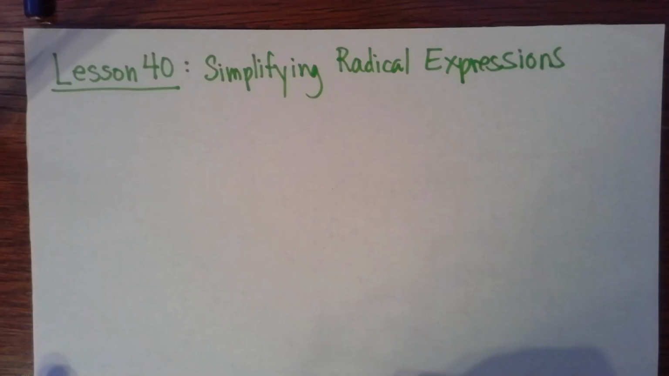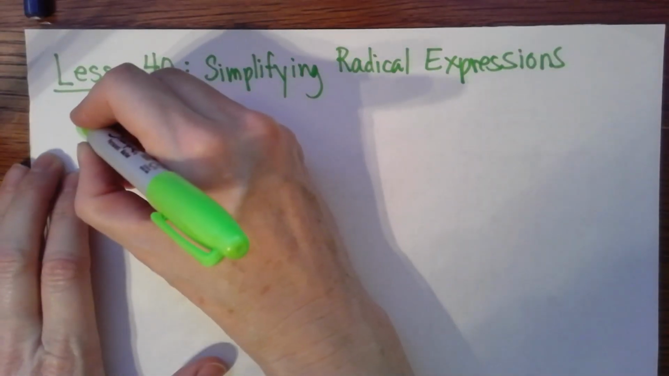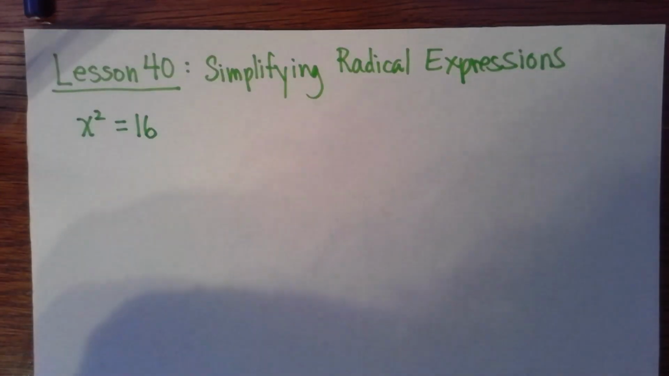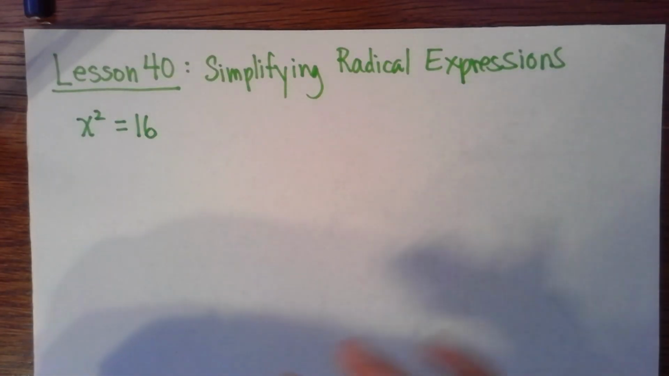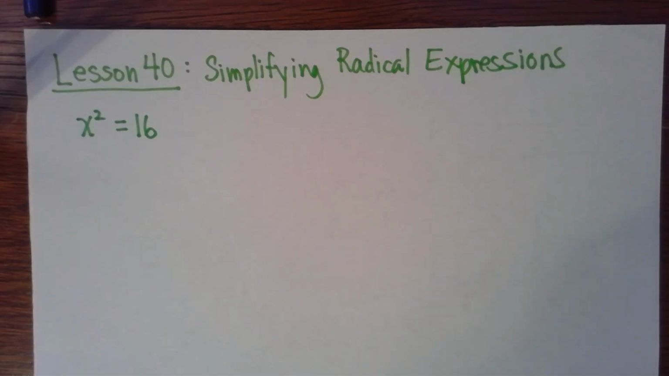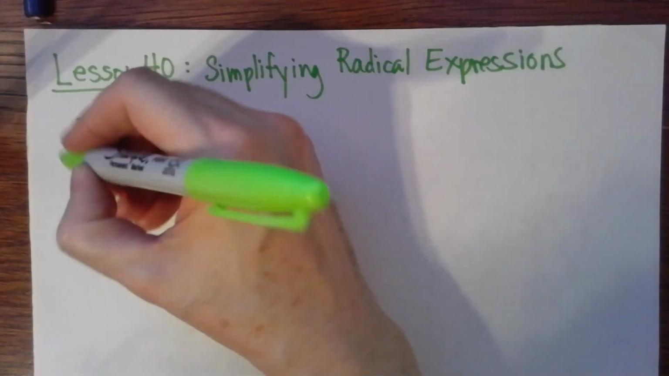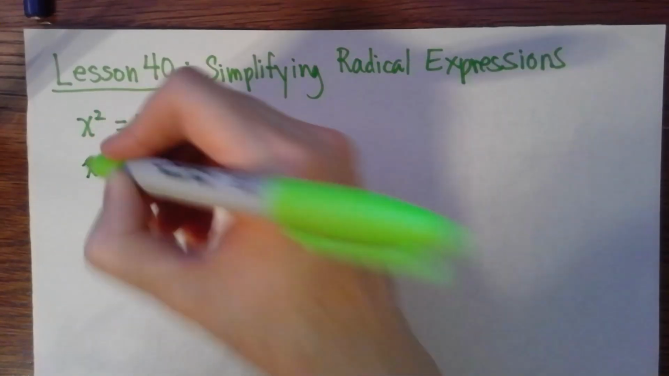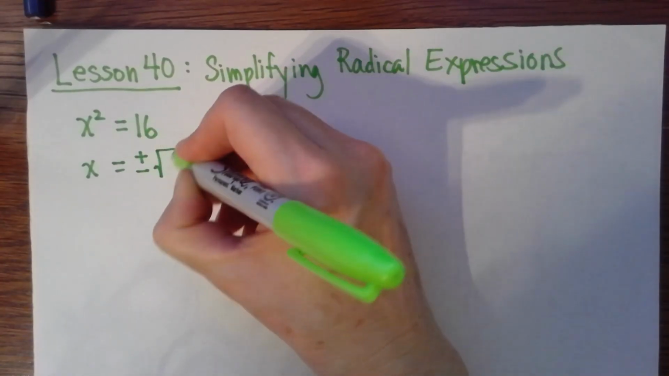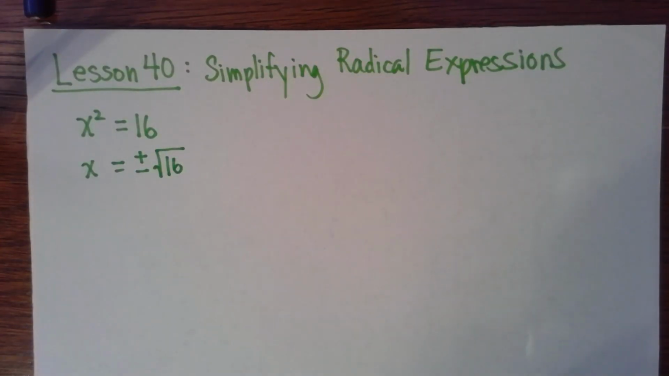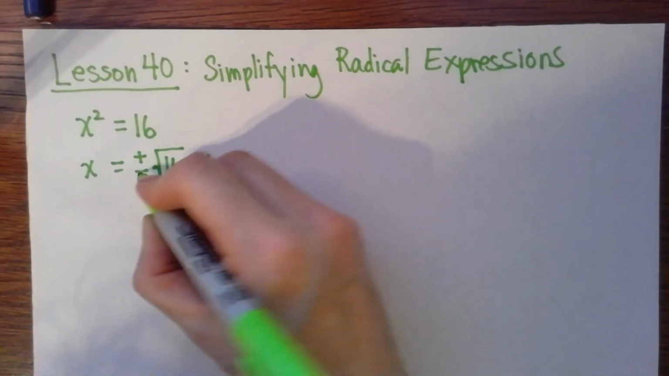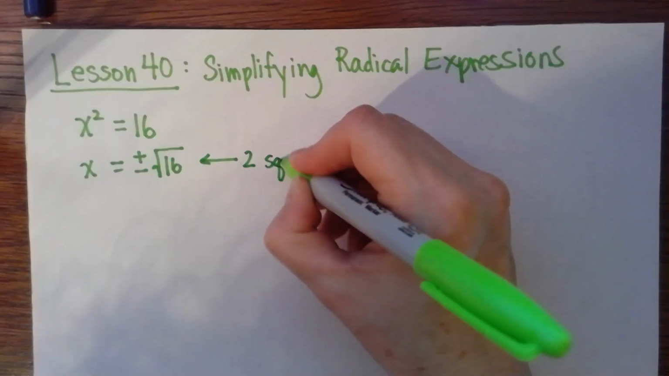All right, so suppose that you had an equation like x squared equals 16. Now we know that in order to solve an equation like that, you'd have to take the square root of both sides, and the thing that we use to represent the square root is a radical, right? When I take the square root, the values of x could be plus or minus the square root of 16. Okay. So there are two square roots, right? There's a positive one and a negative one.